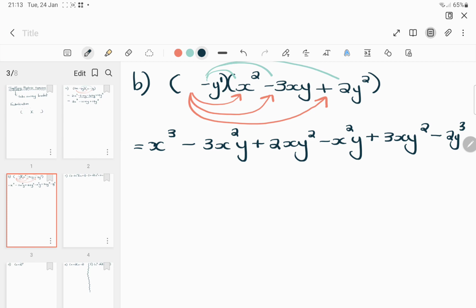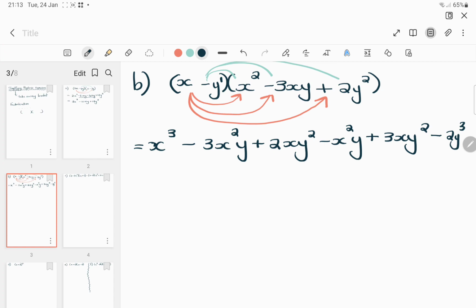All right, so let's just bring back our original x over there. Then, just want to see that I've done it correctly. X to the power 3 minus 3x squared y plus 2xy squared minus x squared y plus 3xy squared, and a positive times a negative times a positive negative 2y to the power 3.